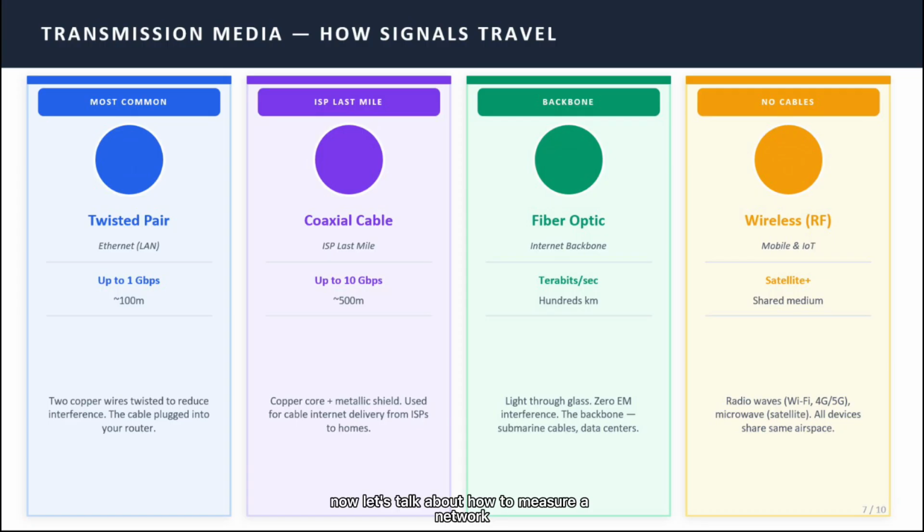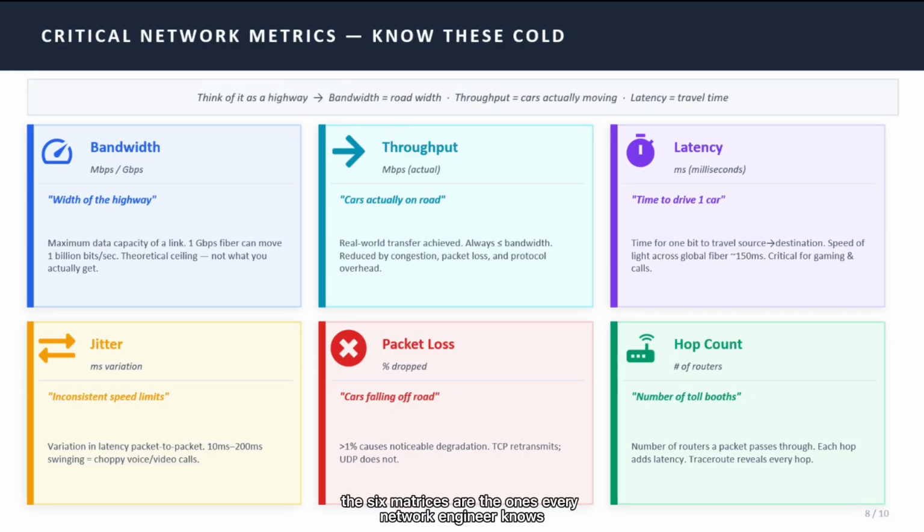Now let's talk about how to measure a network. These six metrics are the ones every network engineer knows, and the ones you will see in every interview. Think of a network like a highway. Bandwidth is the width of the highway. How many lanes it has. It is measured in Mbps or Gbps, and it's the maximum capacity, not what you actually get.